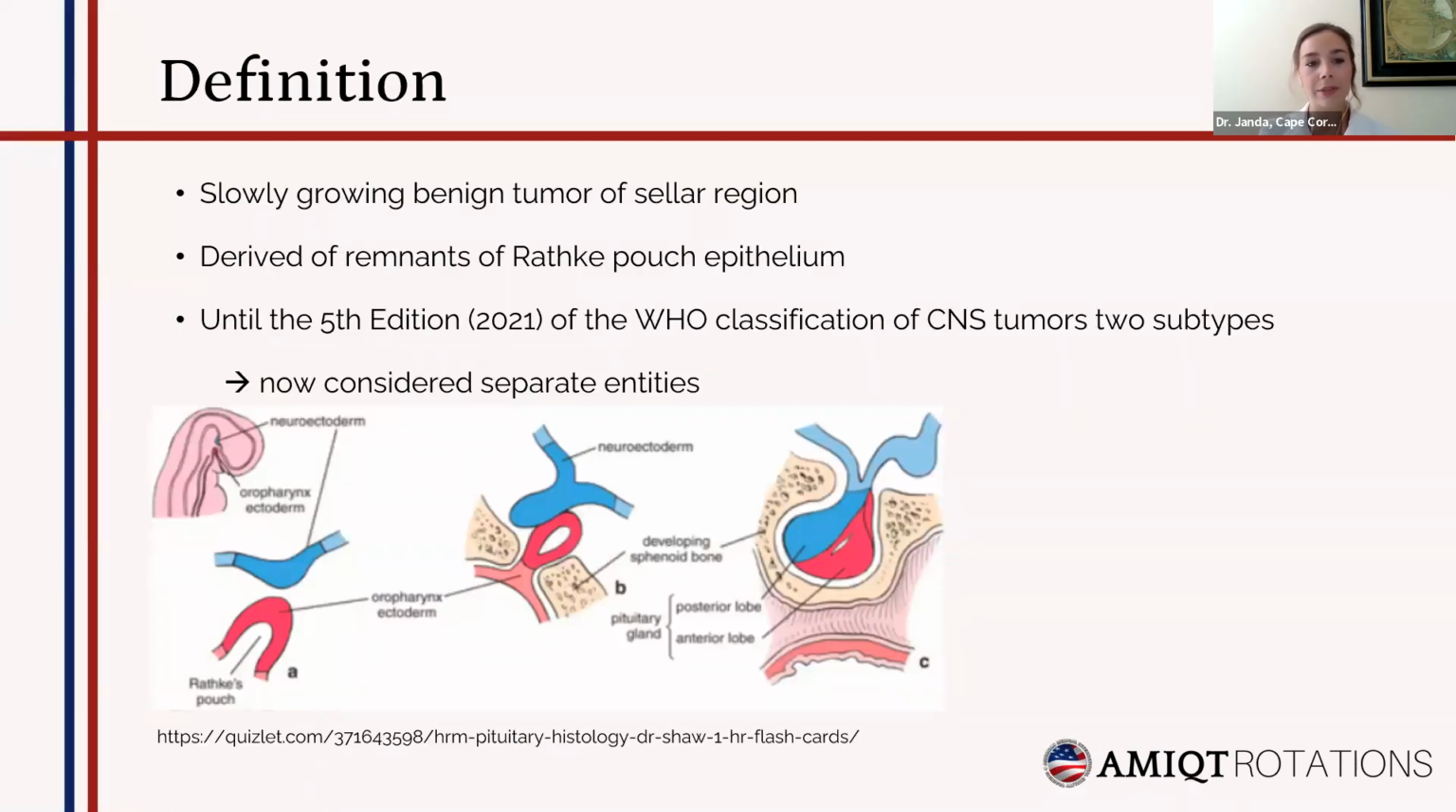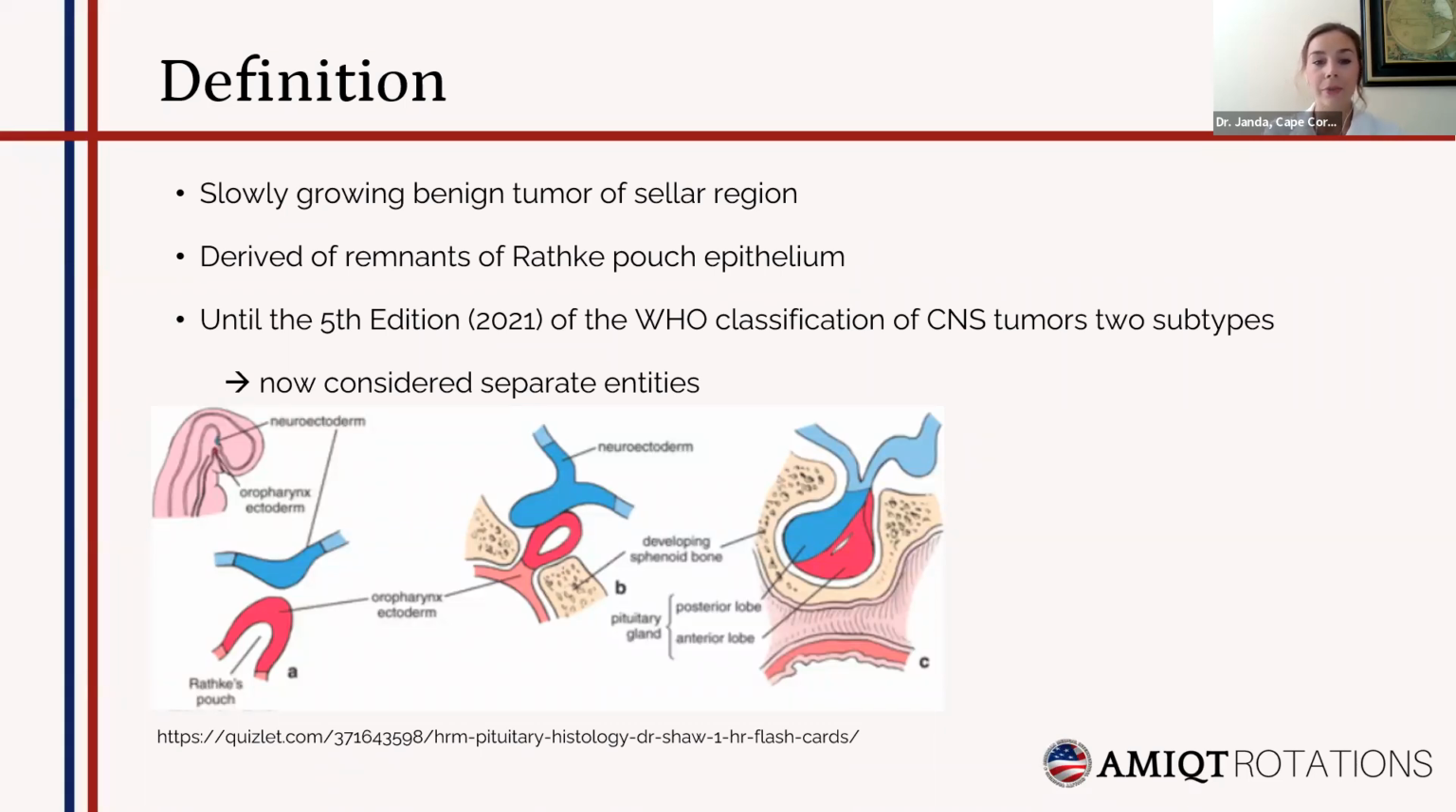So craniopharyngiomas are slowly growing benign tumors of the sellar region. They are derived from remnants of the Rathke's pouch epithelium. The pouch later on forms the anterior pituitary, as you can see in the figure. And you can also see the remnants of the pouch right here in that intermediate part. Those ectodermal derived epithelial cell remnants then undergo a neoplastic transformation, which also explains the squamous morphology of those tumors.